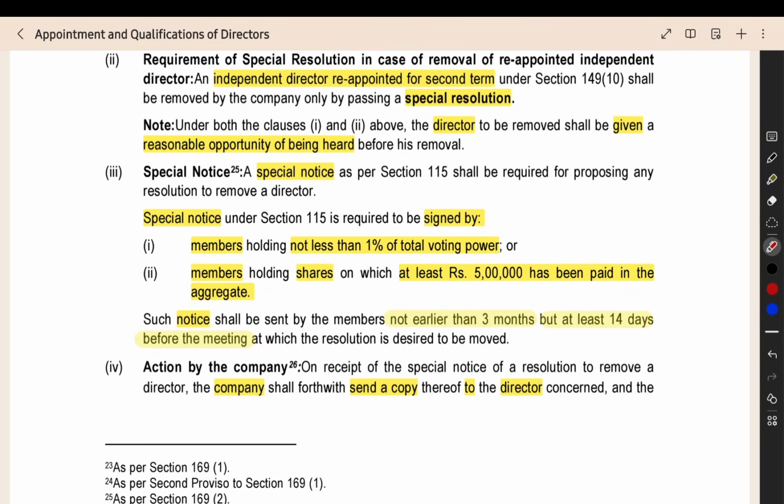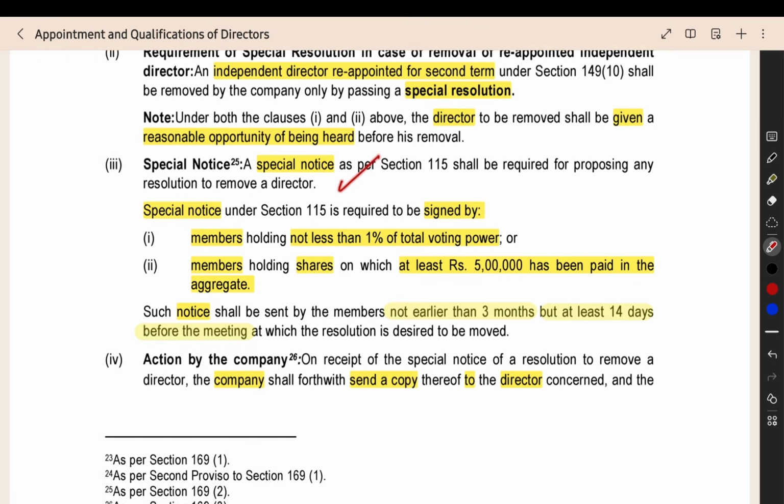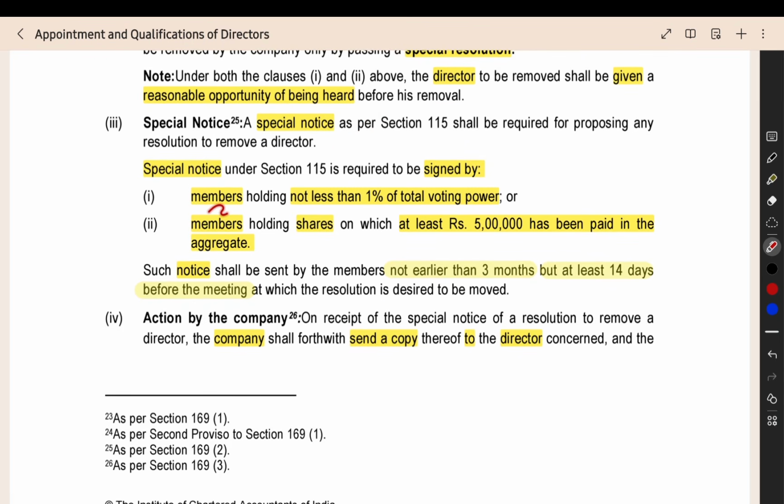And one more point: before removing a director, before conducting that meeting itself, you have to give a special notice that you are going to propose to remove a director, that a resolution is going to be passed. That notice should be signed by members holding not less than 1% of total voting power.